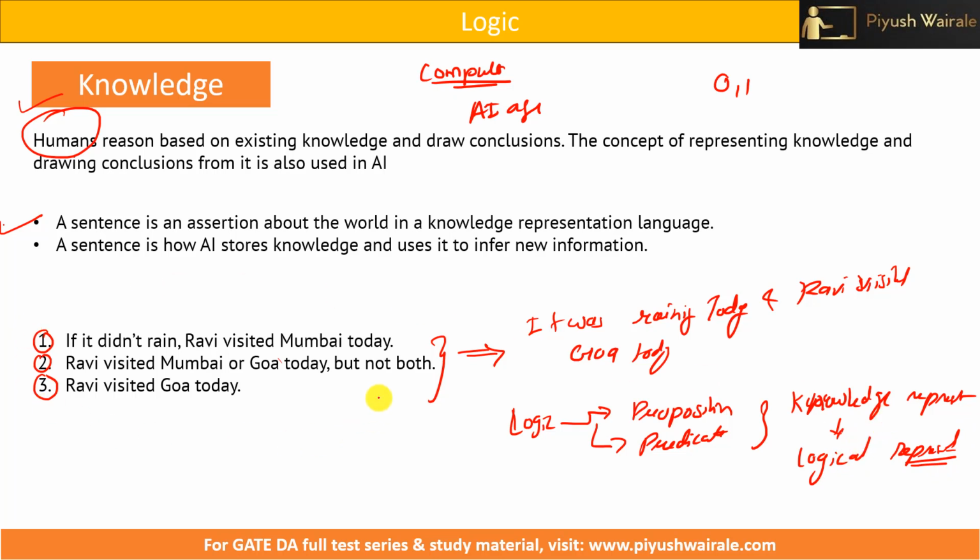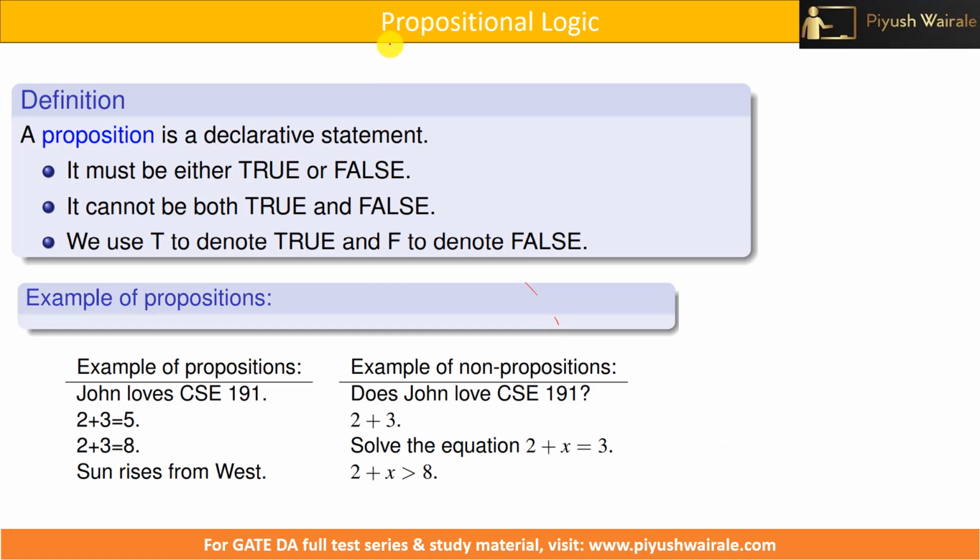So I hope you understand these three sentences and how I can draw this conclusion. If not, you can watch the previous lecture. Now let's discuss propositional logic. What is propositional logic here? A proposition is a declarative statement, right? It must be either true or false, but it cannot be both true and false, right?